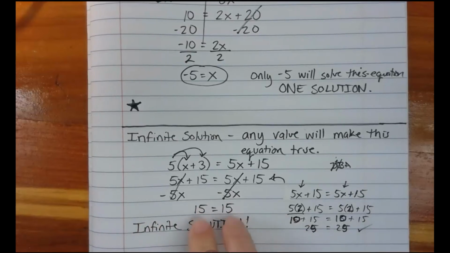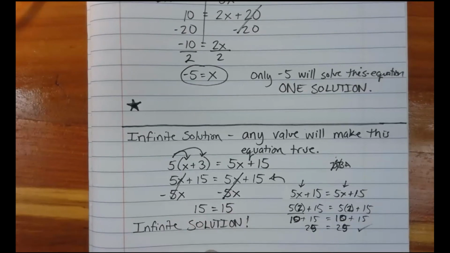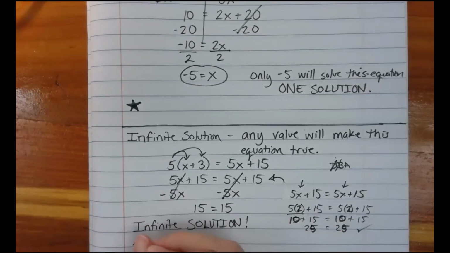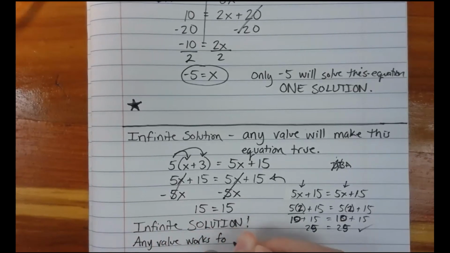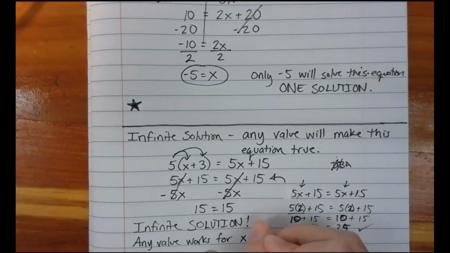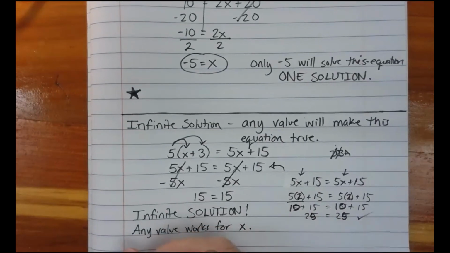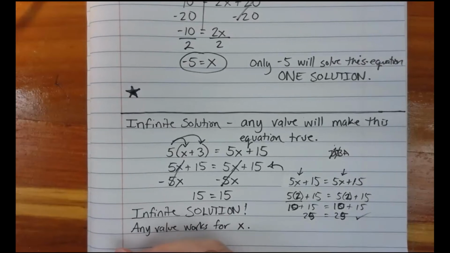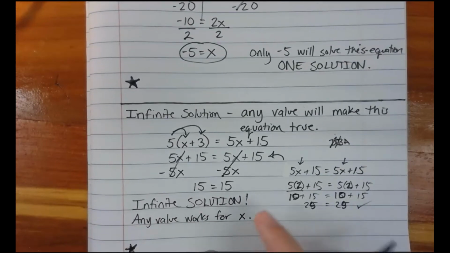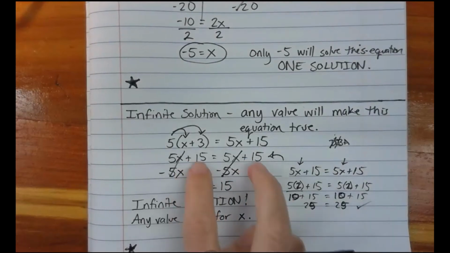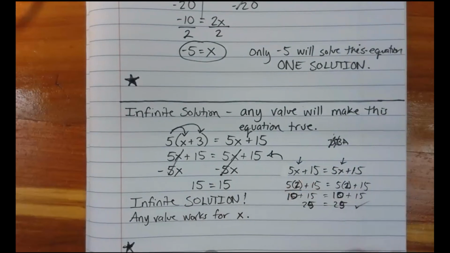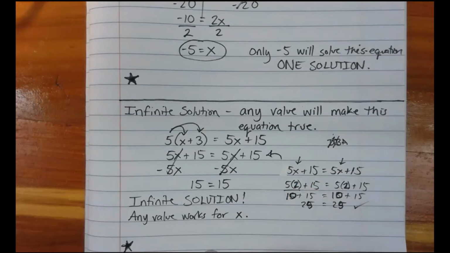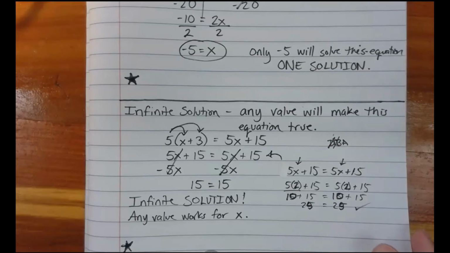When you get two things that are equal to each other on both sides, what this means is that any value works for x. Any value works for x. And again, we're going to come back to this and write a little reminder, so put yourself a star right there. But that is what it means when we're dealing with infinite solutions. We get the same thing on both sides of the equal sign, which means that I could plug in any number for x. All values work. I could plug in 100 and x would work. It would create two equal things. So this is what we mean by infinite solutions.